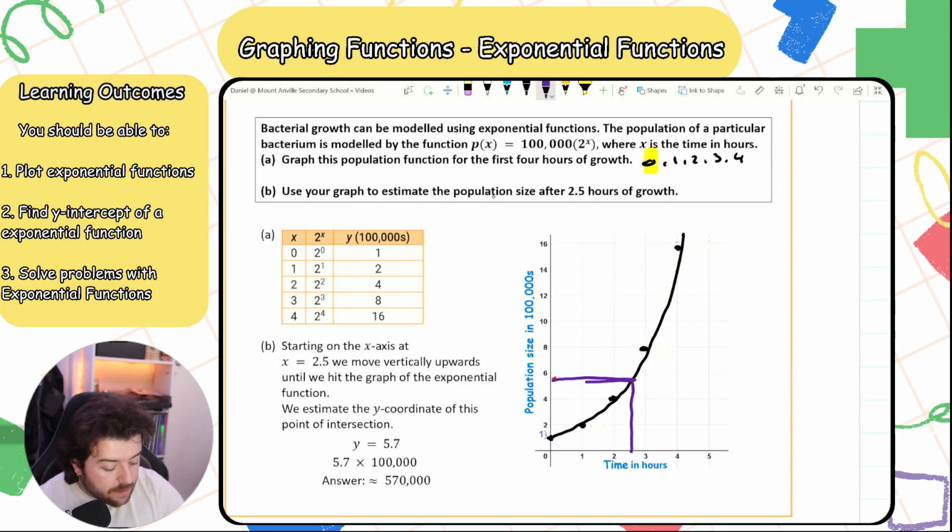But now, what's the population size? It's not going to be 5.7. It's going to be 5.7 times 100,000, which is 570,000.